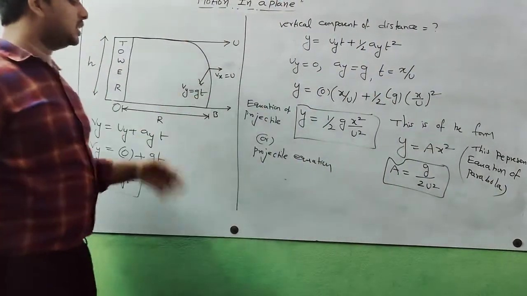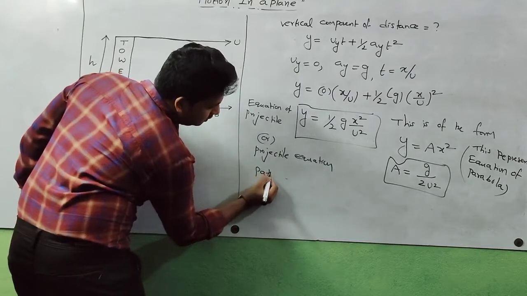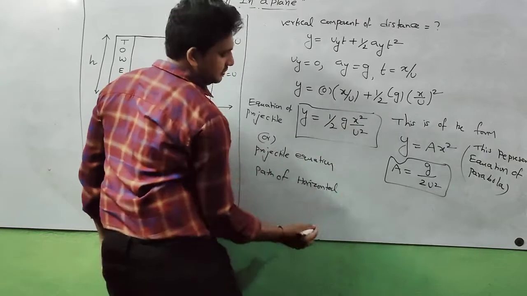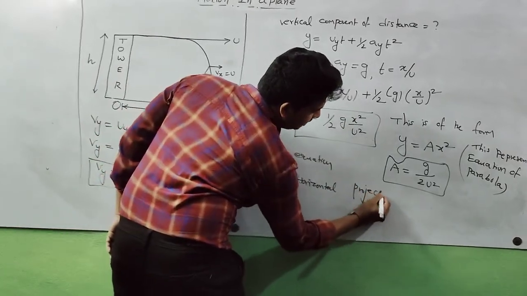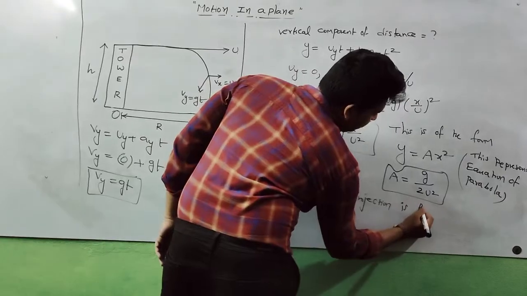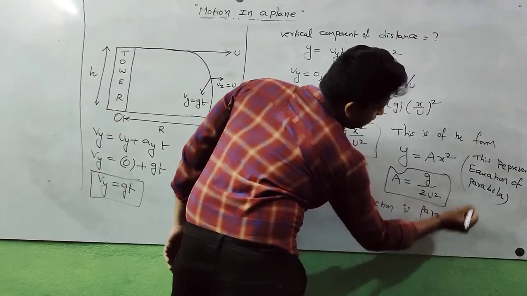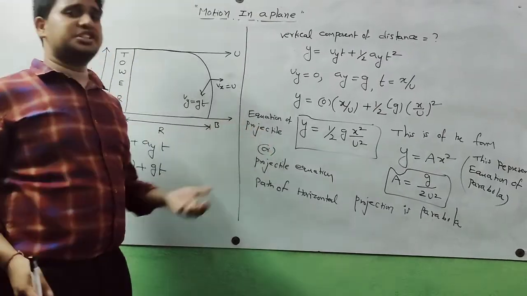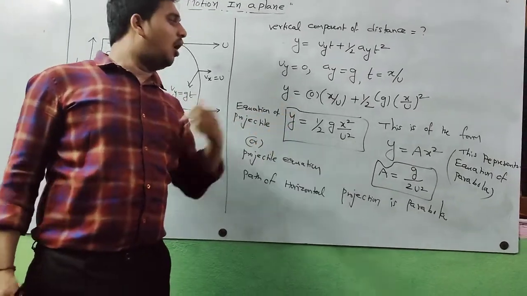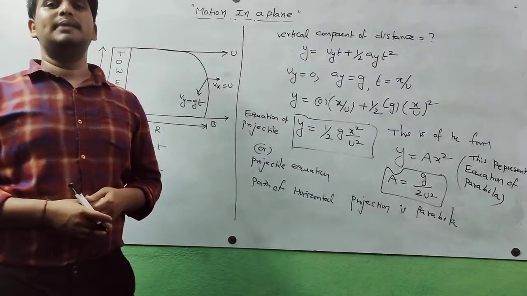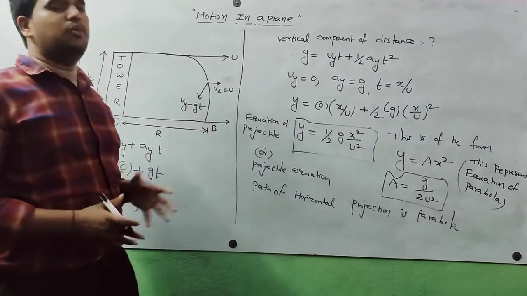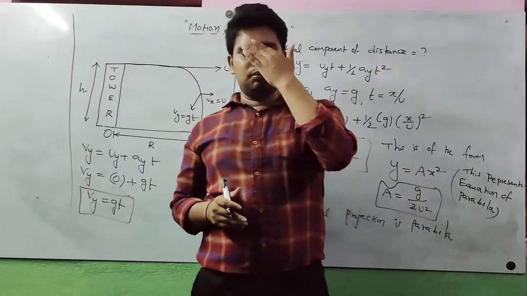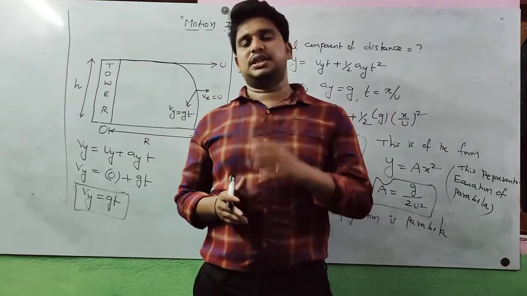So the path of a projectile, the path of horizontal projection, is a parabola. So here the equation of projectile we got is y is equal to half g into x square by u square. This is the overall explanation about vertical motion in horizontal projection.